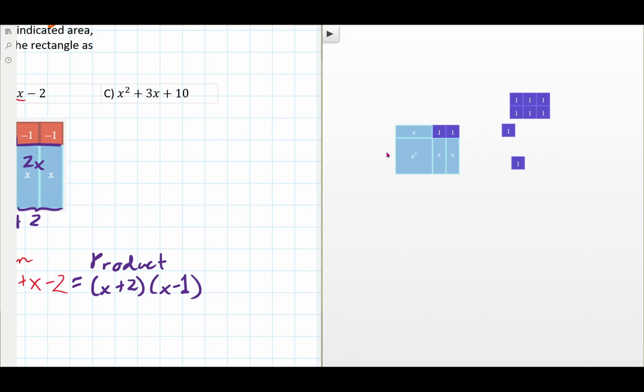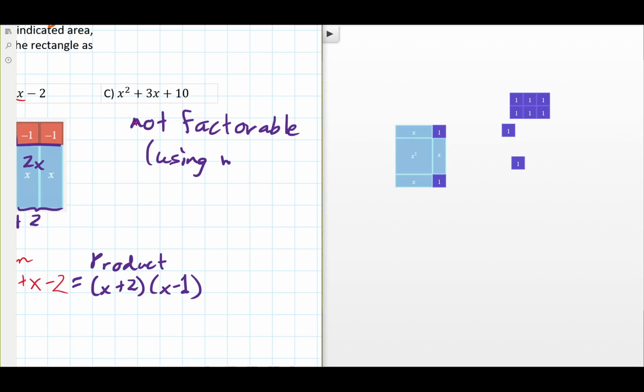So I don't know about you, but I'm thinking that this might actually not be possible. I don't think I could turn these tiles into a rectangle. At least not using whole numbers, not using integers. And that's, for our purposes for this class, enough to say it's not factorable. Okay, so this is actually not factorable. And I'll emphasize right here using whole numbers or integers. It's possible that you could have something that is factorable using not whole numbers, but for us in Algebra 1, we're just going to focus on expressions that are factorable with whole numbers.